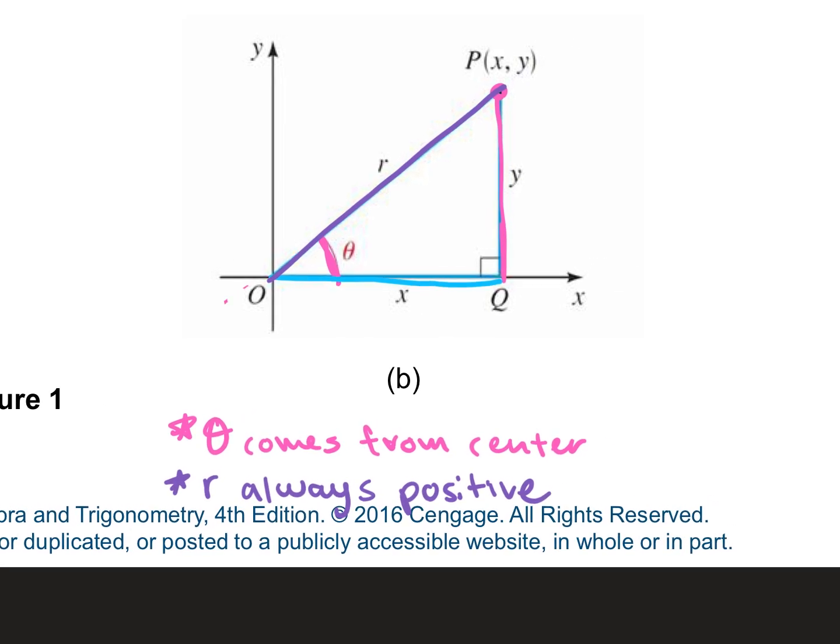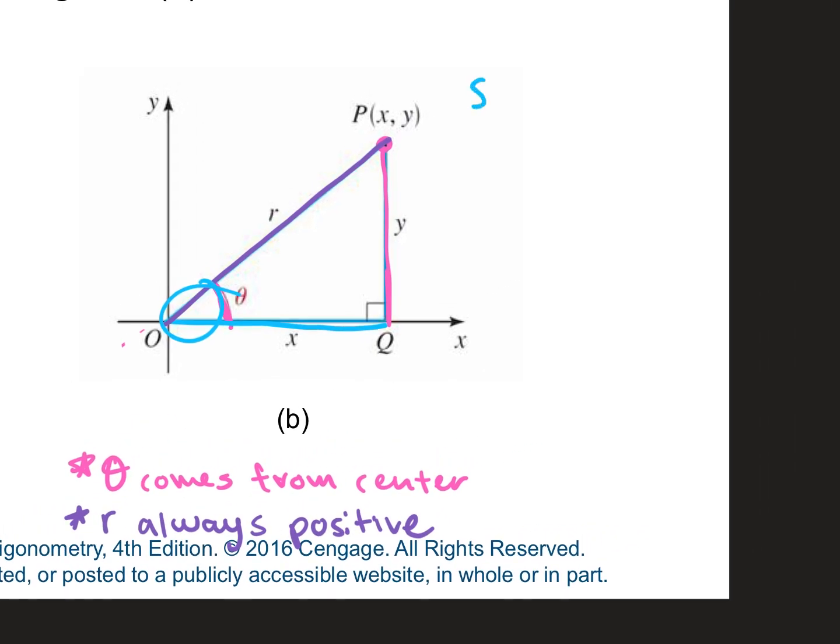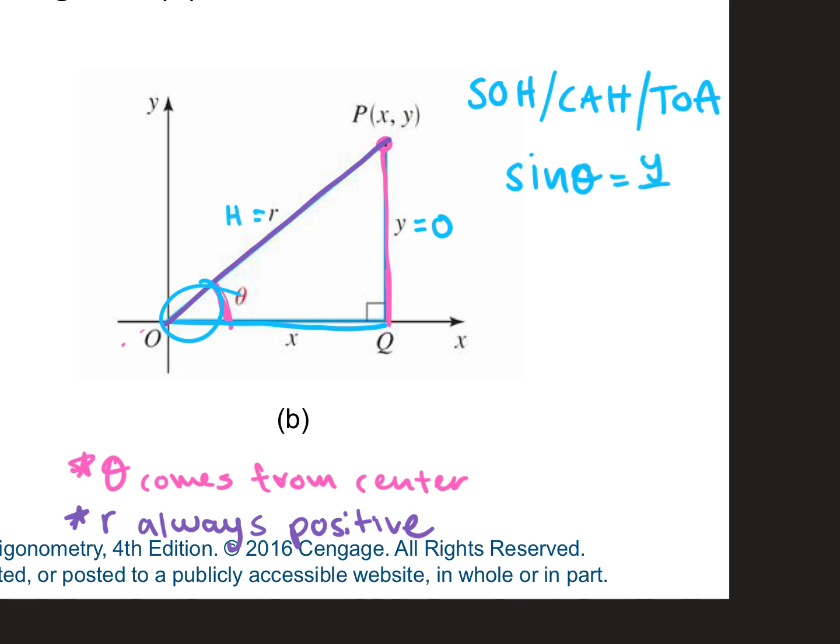Now we're still going to be finding our trig functions just in a coordinate plane, so in standard position. So with our theta here, we're still using SOHCAHTOA, but it's a little different here. With sine, we know that sine's opposite over hypotenuse. So what would our opposite be here? Y. And what's our hypotenuse? R. So sine would be y over r.